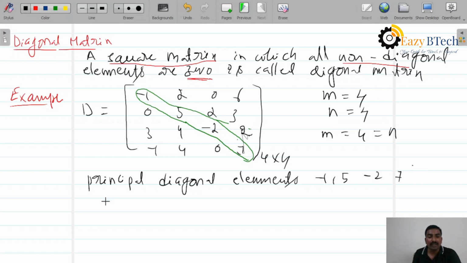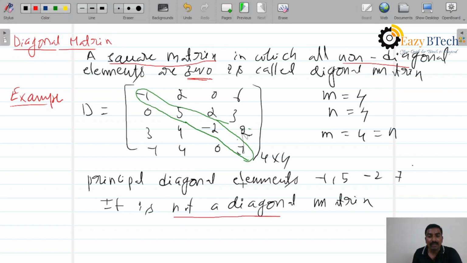Therefore, it is not a diagonal matrix. Keep this point in mind, it is very important. Why? Because non-diagonal elements means those above the diagonal and below the diagonal. Here the non-diagonal elements are not equal to 0, therefore it is not a diagonal matrix.